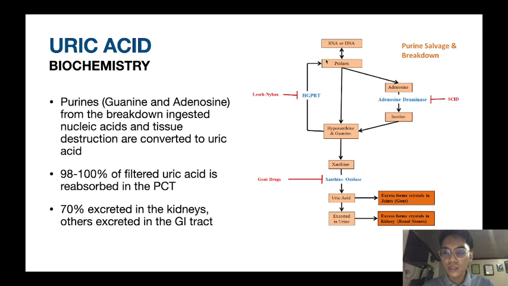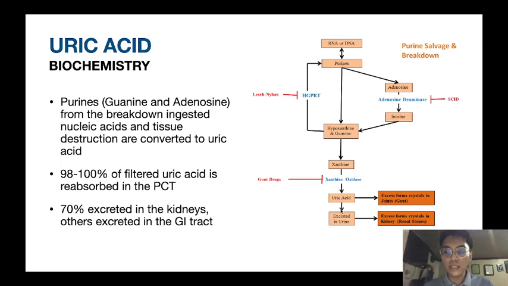Okay? So purines will become hypoxanthine and guanine and then it will become xanthine, and then itong xanthine, through the use of xanthine oxidase, it will become uric acid. So yung uric acid, that can form crystals in joints. That is what we call gout. 'Di ba? Yung sinabi ko kanina na ma-deposit siya sa joints and sa tissue.